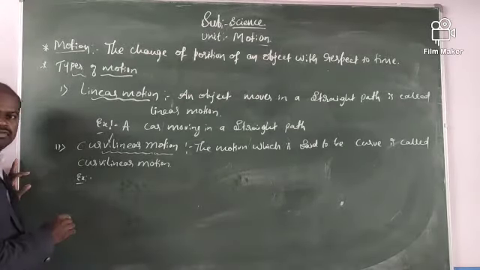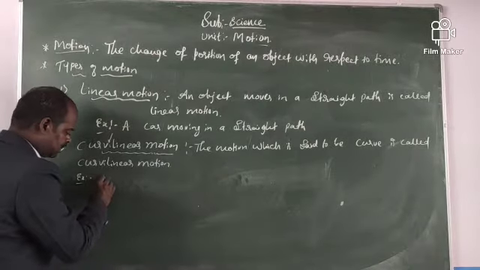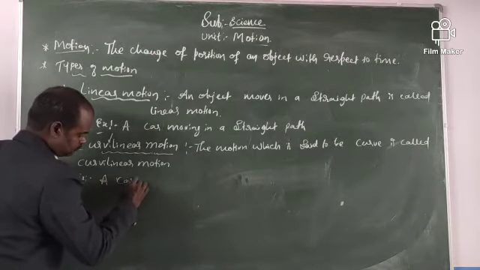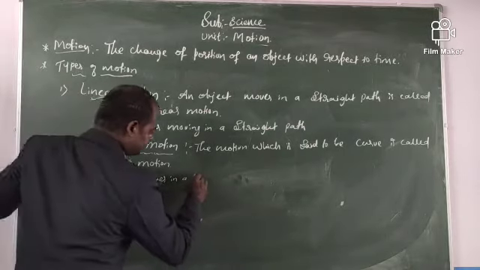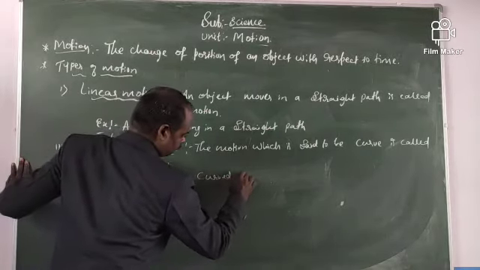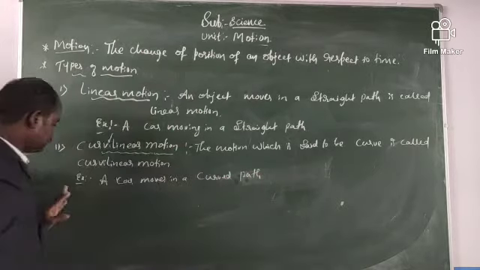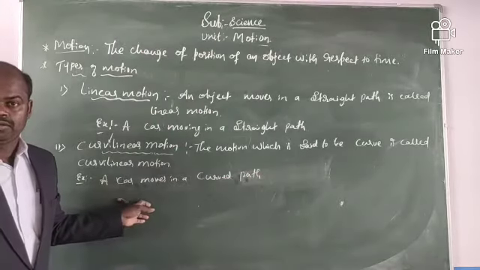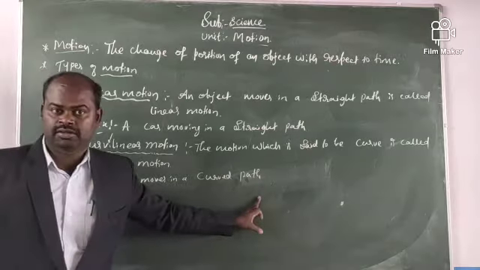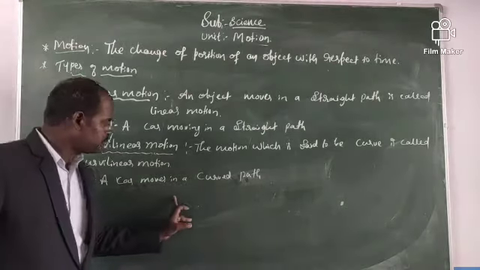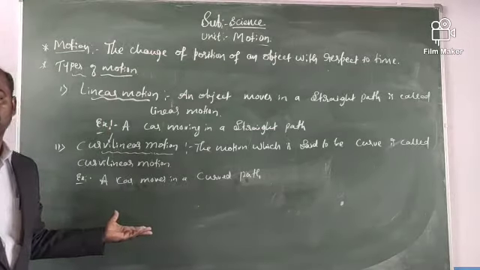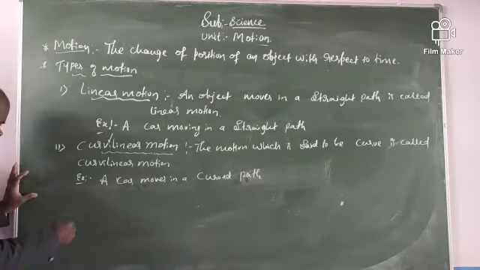Next, for example, what is the example for curvilinear motion? Yes, a car moves in a curved path. A girl moves in a curved path. Okay. A boy moves in a curved path. Whatever you want, you write.